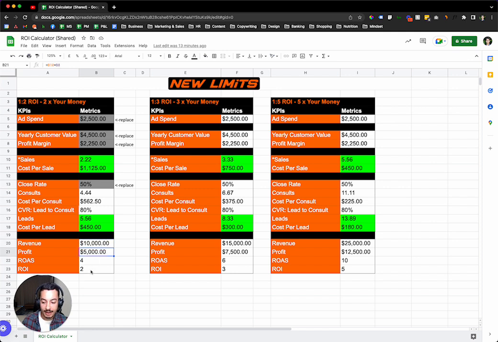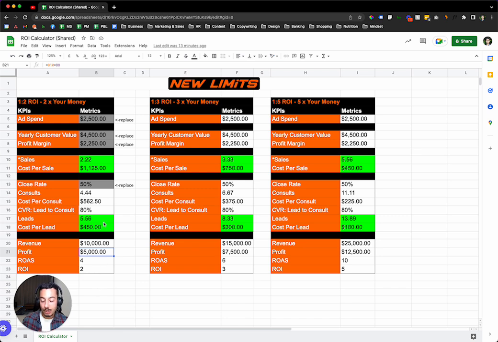And the ROI on that is 2. The return on ad spend is 4. So you put 2,500 in, you got 10K back. So that's a 4x return on ad spend. But your ROI in the end, when you take into account your actual profit, was 2. So you made 5K of profit after putting 2.5K in.